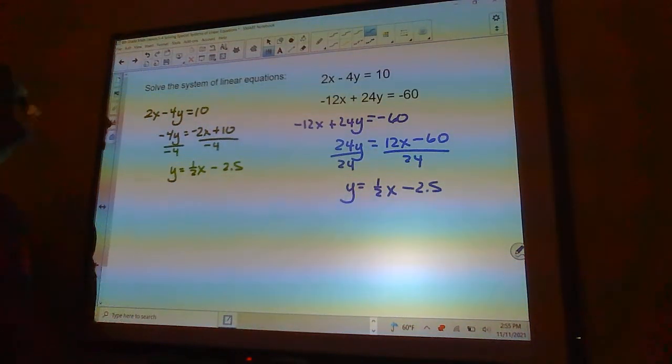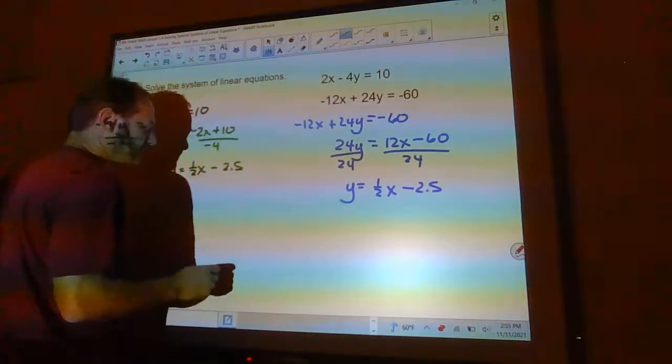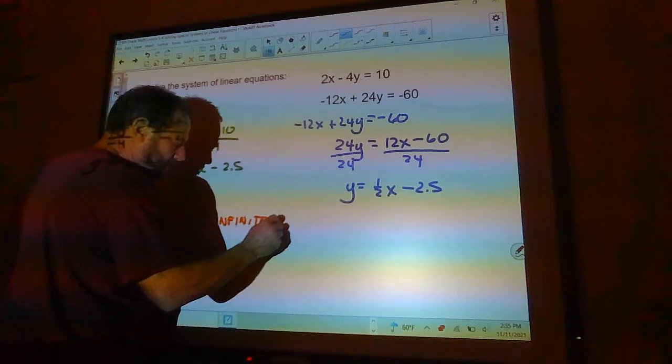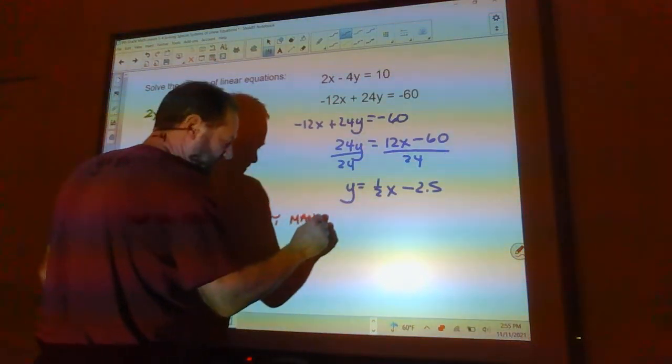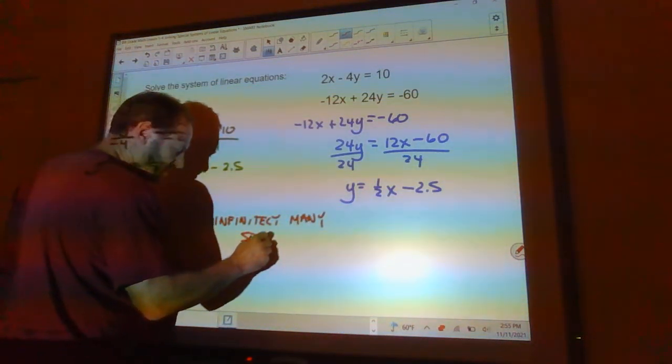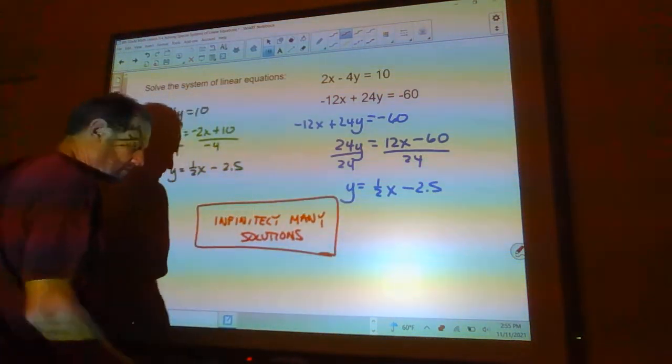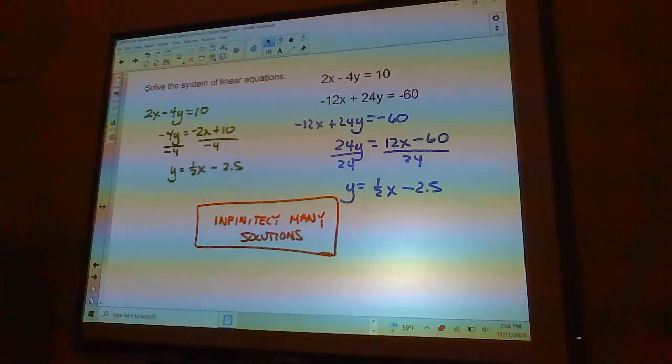Hey, that's the same line. Okay, so since they're the same line, there are infinitely many solutions. There you go.